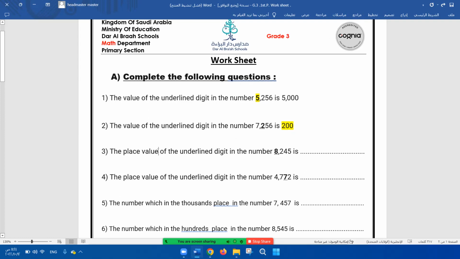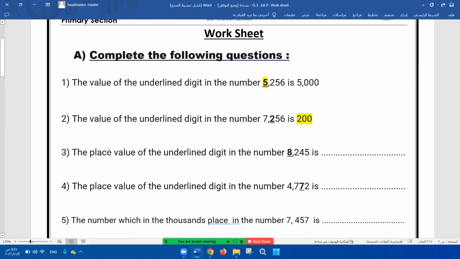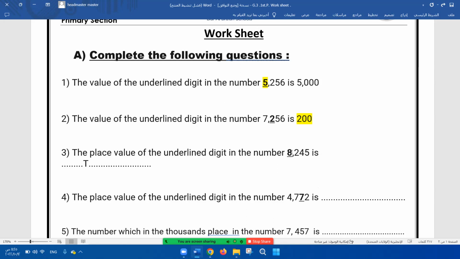In question 3, the place value means that you write the value of the place, not the value of the number. So we write the value of the place, which is 8 in this place. 8 here in thousands place. So we write thousands like that. This is the answer.